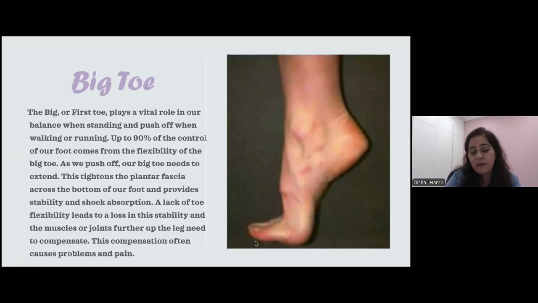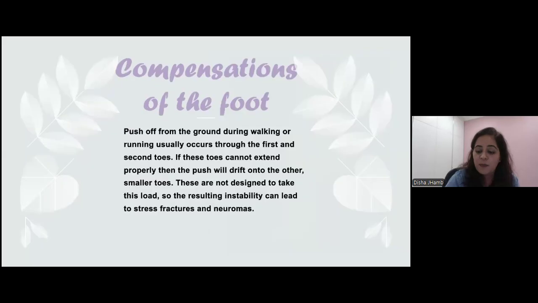As we push off, the big toe extends, and this tightens the plantar fascia here and provides stability and shock absorption. So if there is any lack of flexibility or stiffness in this area, then the other toes have to take over to compensate, and this causes pain and disturbance in the plantar fascia functioning, and that strains it, causing plantar fasciitis or fasciopathy.